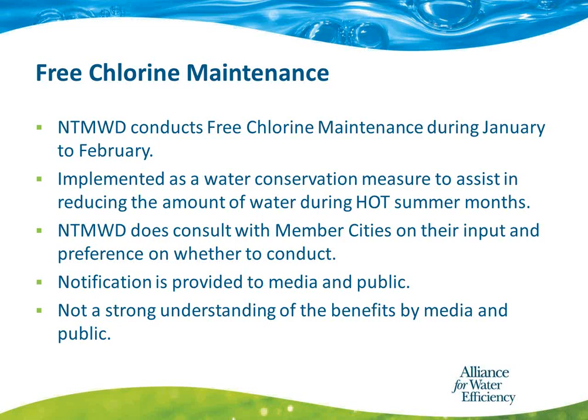So for about a month period, typically around January and February, we revert back to free chlorine in the distribution system. This is considered a water conservation measure in that it helps, if you will, clean out the distribution system so our cities will reduce the amount of flushing that they will have to do during our hot summer months.